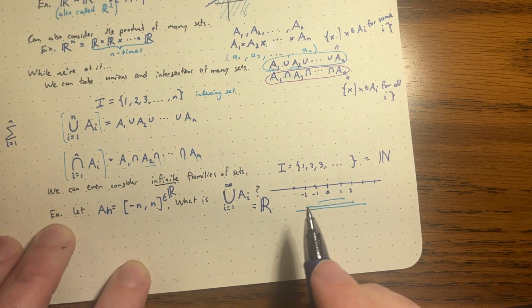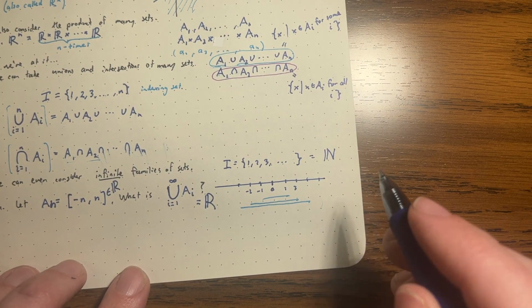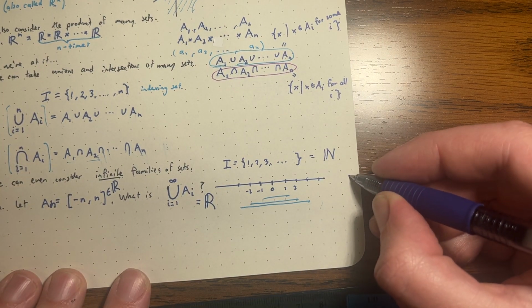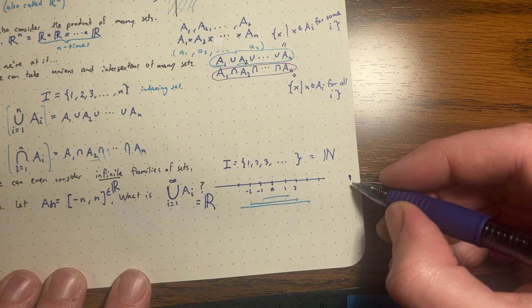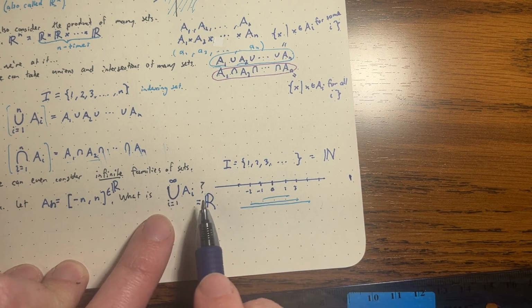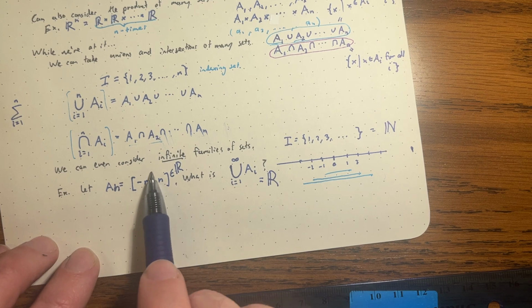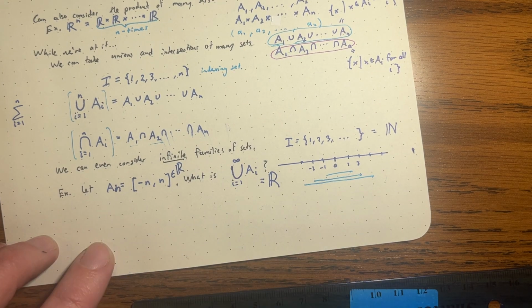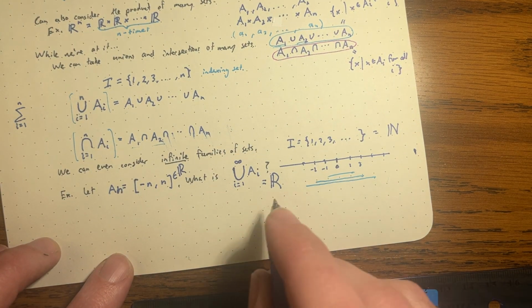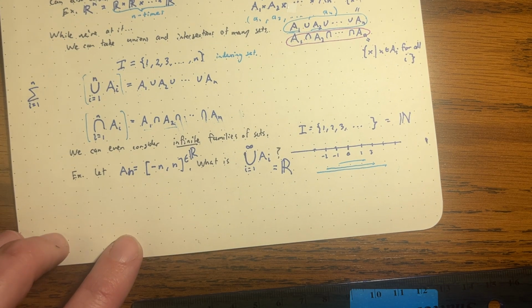And that's because, consider any number, write down any number, even a really big number. At some point, you're going to get in one of these intervals. And because I'm in at least one interval, I'm in the union. So this is actually the entire real number line.